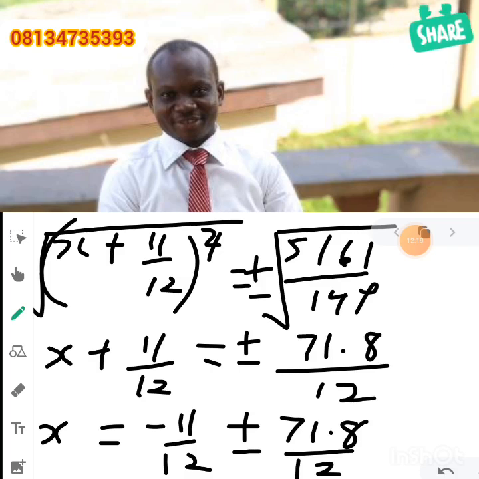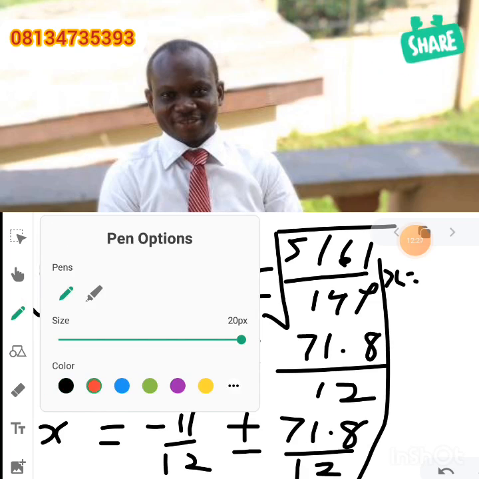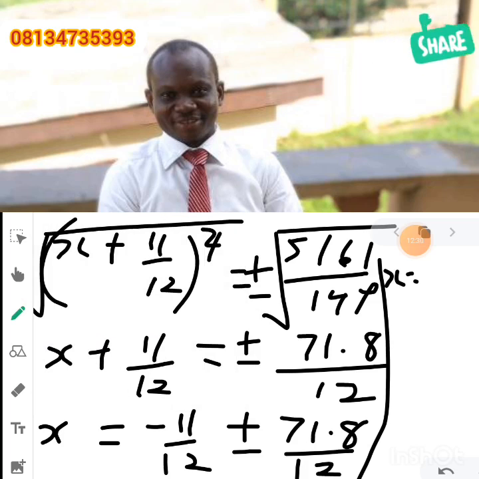Let's start with the addition. Okay, let me do it for you. So we have x equal to, I would like to use a different pen because of the space there. Okay, x equals the LCM. When we use the plus, we have over 12. Now what is minus 11 plus 71.8? Just subtract 11 from 71. That will give us 60.8, not minus 60.8 over 12. That is when we do the addition first.